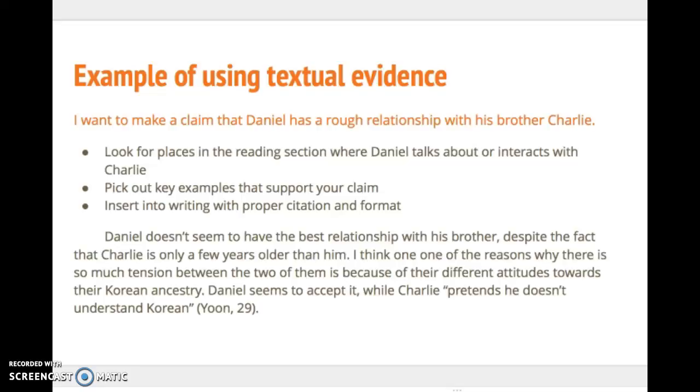Daniel doesn't seem to have the best relationship with his brother, despite the fact that Charlie is only a few years older than him. I think one of the reasons why there is so much tension between the two of them is because of their different attitudes towards their Korean ancestry. Daniel seems to accept it while Charlie pretends he doesn't understand Korean.